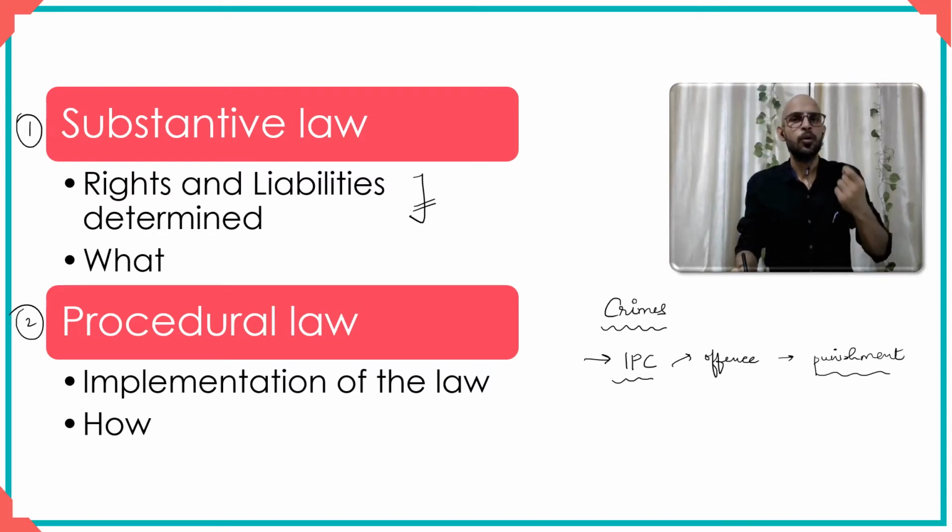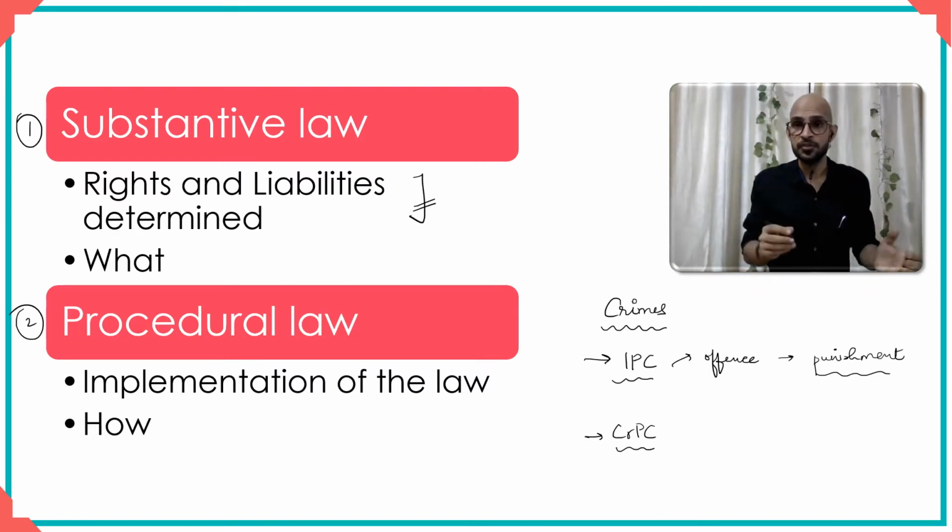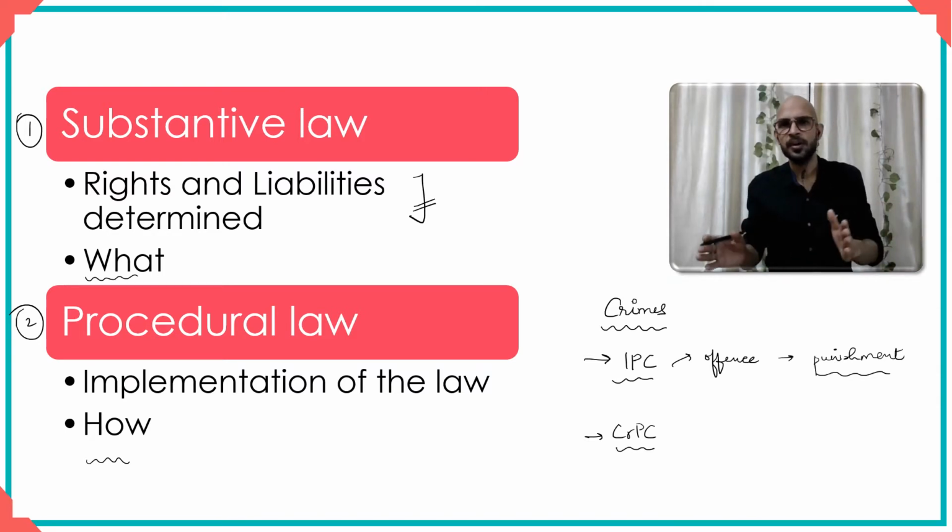Now, when I talk of the procedural law relating to the law of crimes, then I have to talk about the CrPC, the Code of Criminal Procedure. What it tells you is how the IPC and other substantive provisions relating to crime have to be implemented. It tells you how the law has to be implemented. On the other hand, substantive law tells you what the law is. Of course, it is not possible to completely categorize a law as being completely substantive or completely procedural, but we must understand this demarcation.